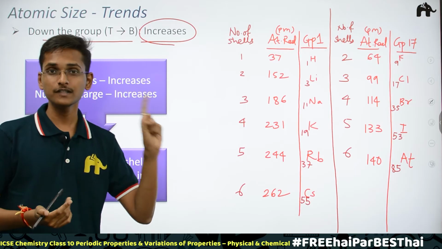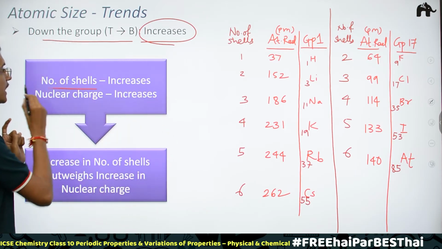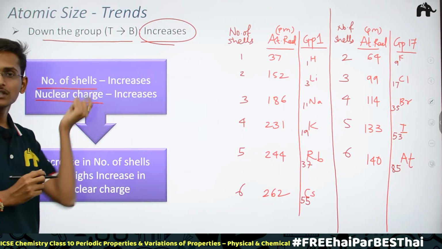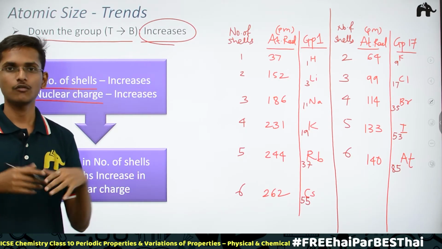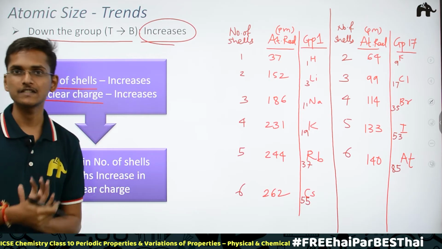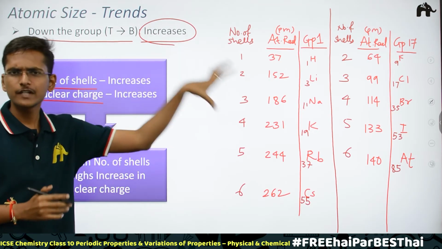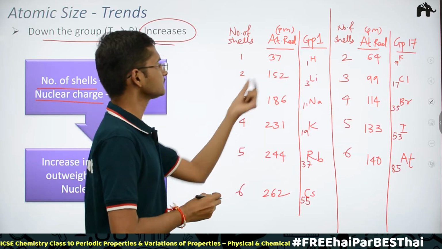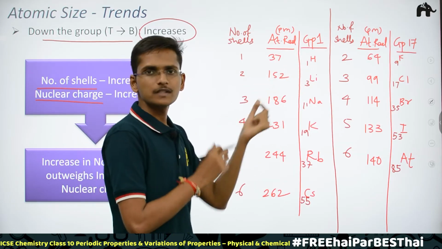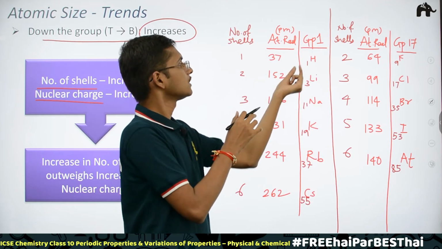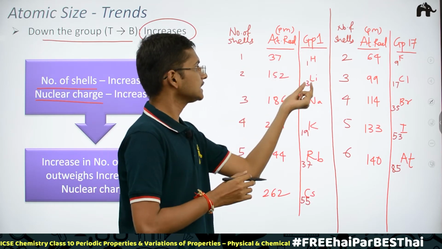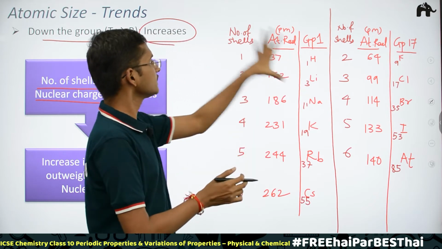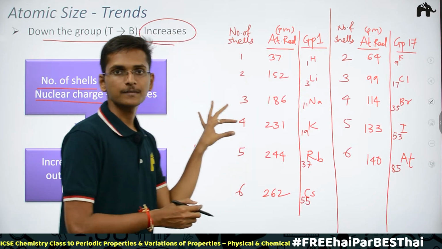It was depending first on the number of shells, right? And it was also depending on nuclear charge. Now based on these two factors, we can figure out why atomic size is increasing down the group. Let's figure it out with the help of an example. I have taken an example of group 1. Here you can see that hydrogen is the first member of group 1, then lithium, sodium, potassium, rubidium and cesium. Now in this case you can clearly see the number of shells.